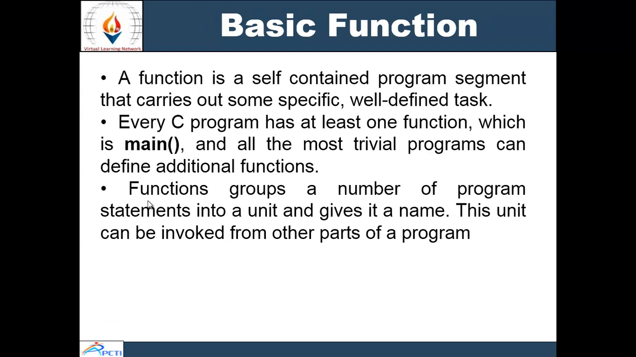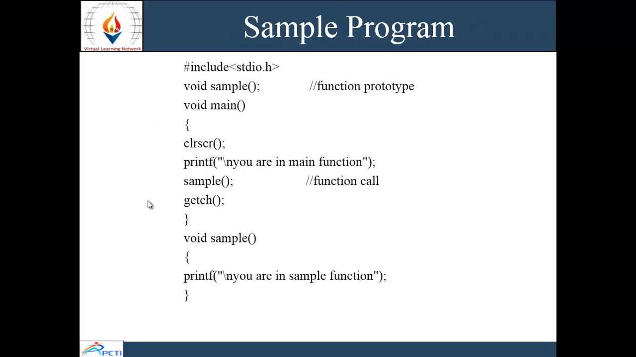A function is a self-contained block of executable code that can be called from any other function. Every C program has at least one function, that is main, and we can define additional functions also. So, a function is a group of a number of statements into a unit that can be invoked from other parts of the program. Here I will show you the sample program of functions.